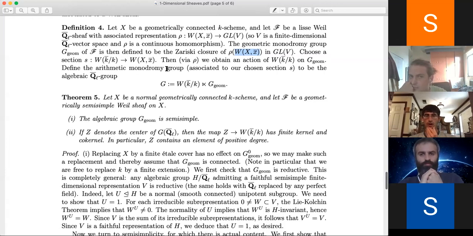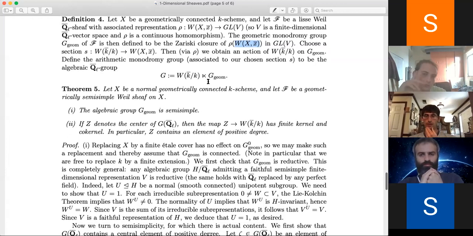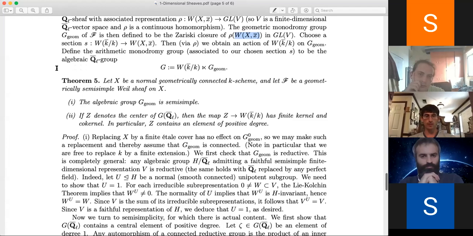So now the arithmetic monodromy group, instead of geometric, associated to the section is this group. You take the semi-direct product of the Weil group of K bar over K, which is just Z, on the geometric fundamental group. And this is an algebraic group. It's locally of finite type. Its identity component is the identity component of this geometric monodromy group.